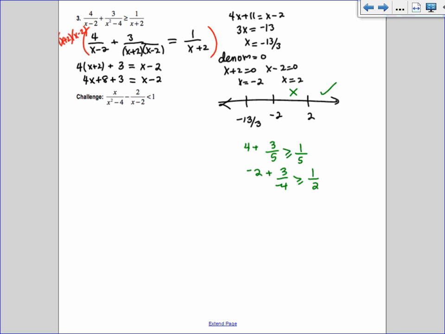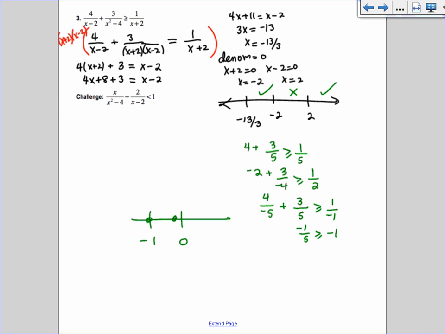All right, then it gets a little bit harder. So let's try negative 3. 4 over negative 3 minus 2 is negative 5, plus 3 over negative 3 squared is 9, minus 4 is 5. Is that greater than or equal to 1 over negative 1? So this is negative 4/5 plus 3/5, so that's negative 1/5. Is that greater than or equal to negative 1? Think about it. 0, negative 1. Here's where negative 1 is. Where's negative 1/5? It's right there. It's bigger than negative 1. It's hard with negatives, isn't it?